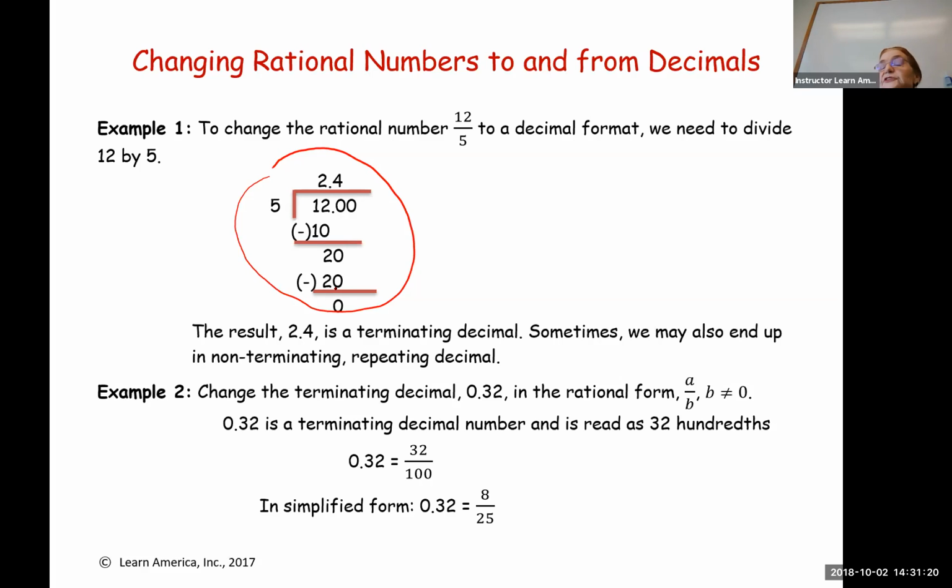2.4 is what we call a terminating decimal. Remember, termination means to end. So if the decimal ends, it has the fancy title, terminating decimal.